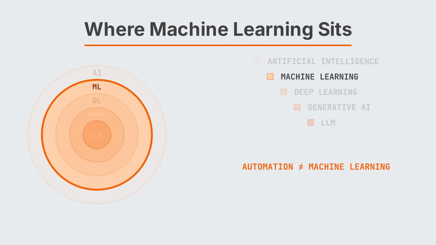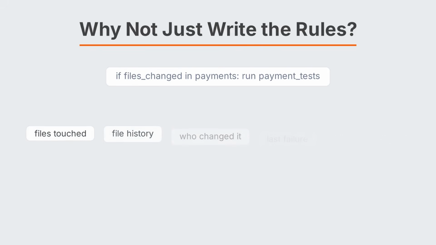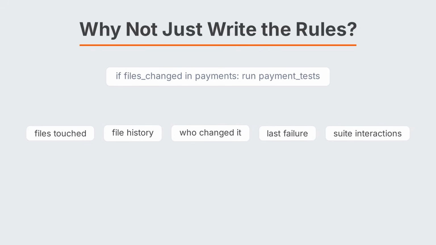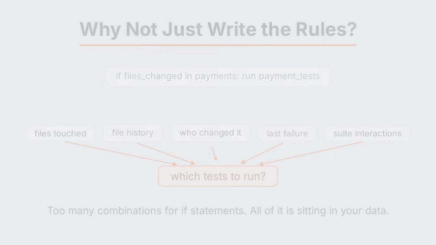So every machine learning system is AI, but not every AI system learns. And this matters. Automation is not machine learning. A scripted test that runs on every commit is following your rules. Nothing is learning anything. So, why not just write the rules? Try writing the rule for which tests to run. It depends on the files touched, the history of those files, who changed them, what broke last time, and how the suites interact. Nobody can hold that in a set of if statements, but it is sitting in your data.